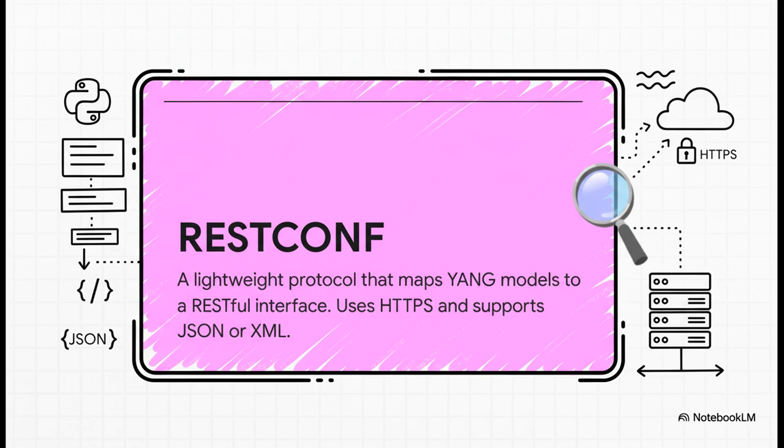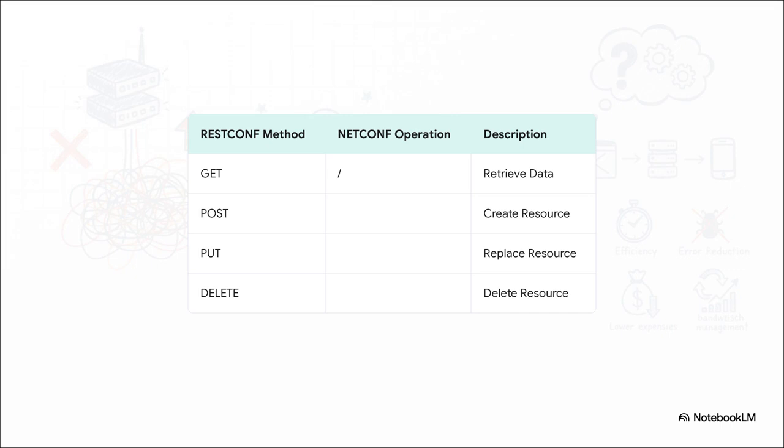But then there's a newer, more web-friendly option called RESTCONF. It's not really a replacement for NETCONF, but more of a lightweight alternative. It uses the exact same powerful YANG models, but it lets you talk to the device using familiar web stuff like HTTPS. And this is the big one. It lets us use that lovely, simple JSON for our data. And what's so great about RESTCONF is that it maps directly to the kinds of web commands many of us already know. As you can see, a GET request is used to retrieve data, while a POST is used to create something new.